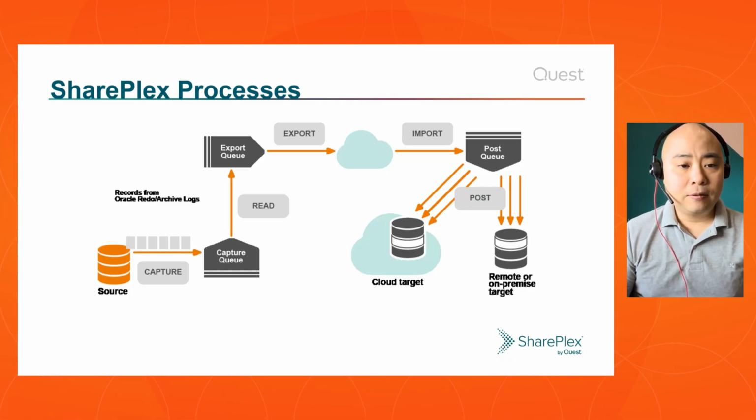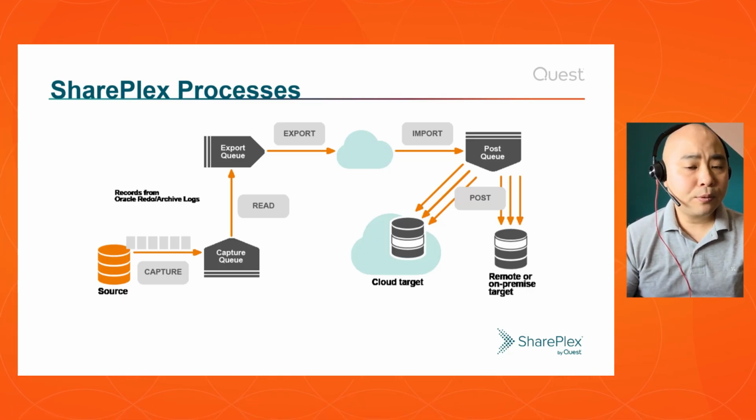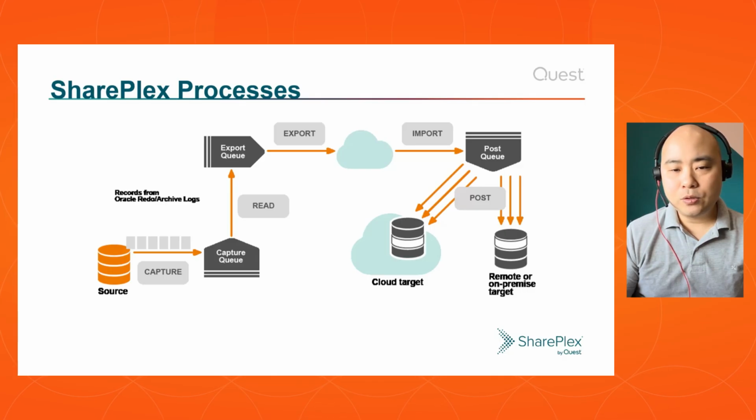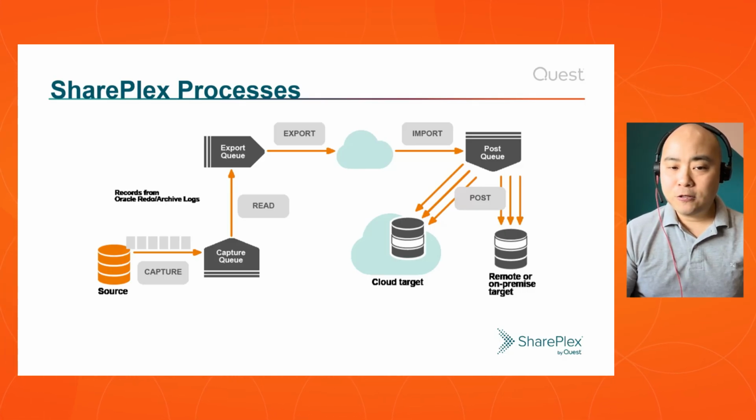and it will put it in the specific export queue it needs, right? From there, the export process will get that message, connect to the import, and send it through the network. The import process then will write it down into the post queue for the post to take those, process them, and send them to the target, which can be a local database or it can be another type of target, different type of targets. We will be looking into each of the processes with a little bit more details later.